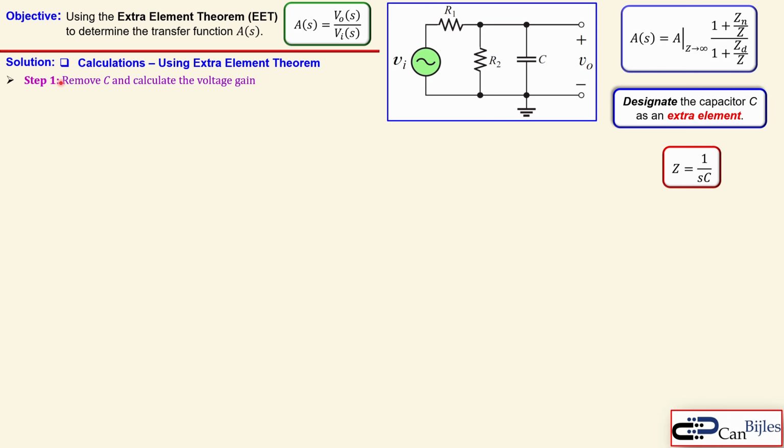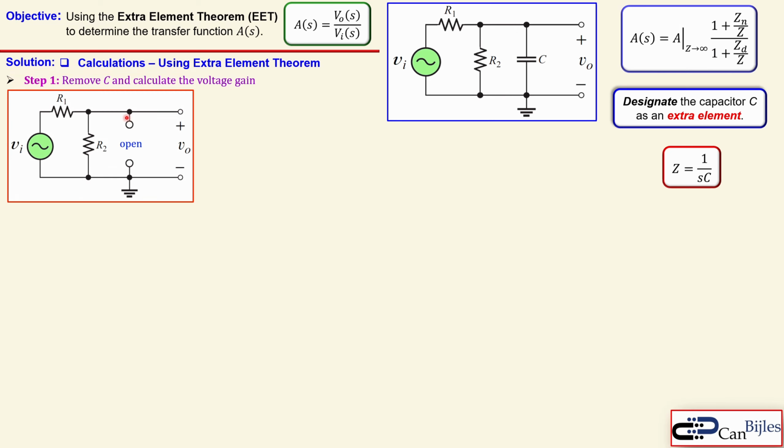Step 1: we remove our capacitor C from the circuit and calculate our voltage gain. The capacitor is gone, and the rest is still in the circuit: the input voltage, R1 and R2, and we measure the output voltage and take the ratio, which is our voltage gain. So VO over VI is the voltage divider, R2 over R1 plus R2. That is now defined as the gain for a specific impedance, which is the extra element opened.